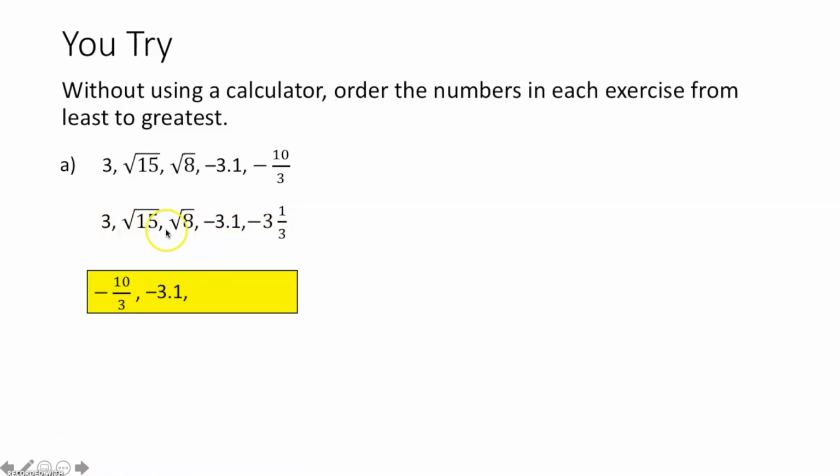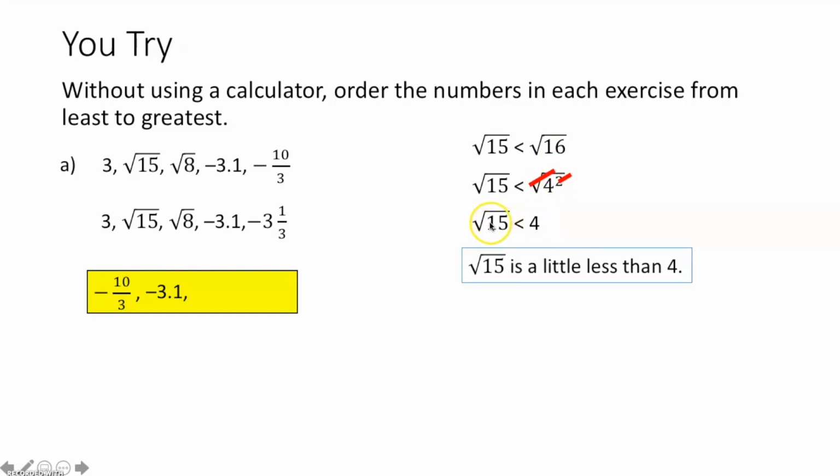Now we decide between our positive numbers. So we need to figure out what these radicals are. Let's start with rad 15. Rad 15 is very close to rad 16. We picked 16 because we know what the square root of 16 is. 16 is a perfect square. 16 is the same as 4 squared, and the radical and the square cancel each other out. We're left with 4. That means rad 15 is a little bit less than 4.